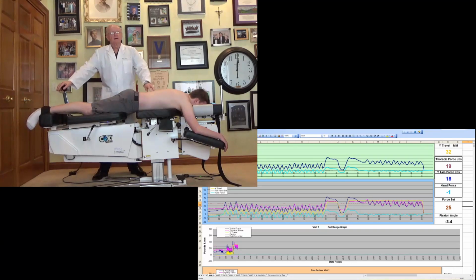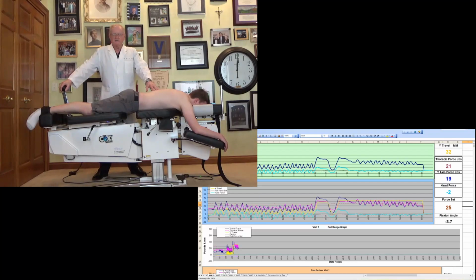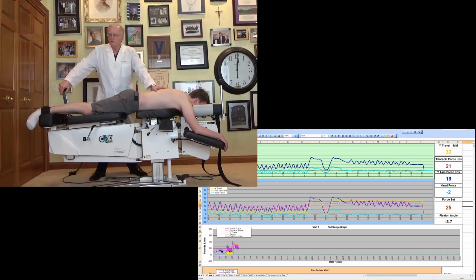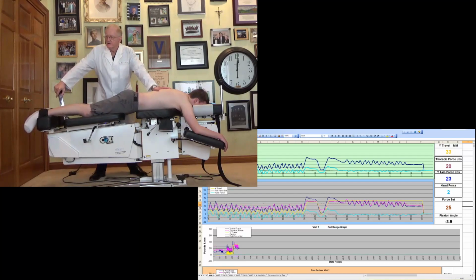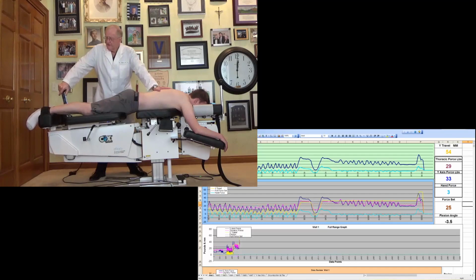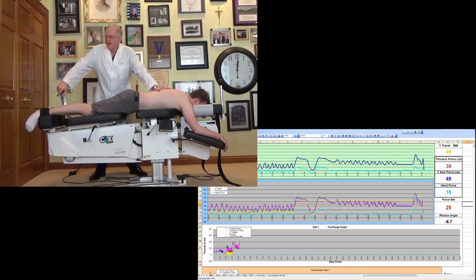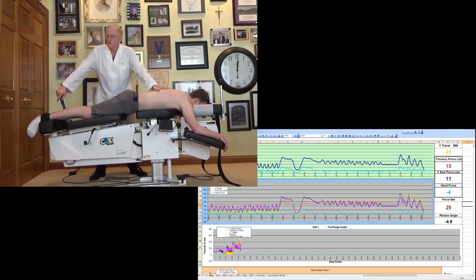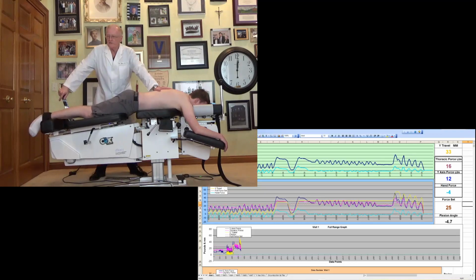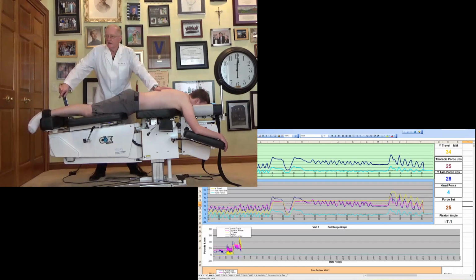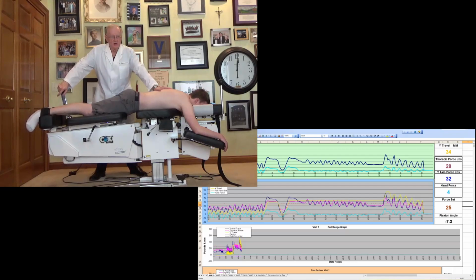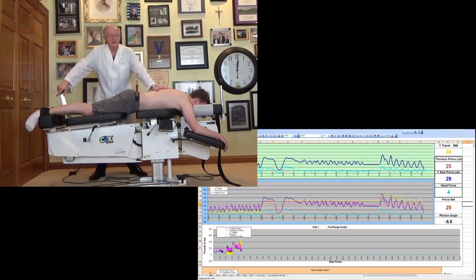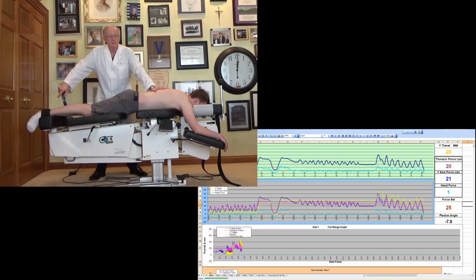Now, I can do that manually as well as electrically, but if I use automated, it would look like this: distraction and lateral flexion in a smooth rhythmical pattern. But you'll note that when I use automated distraction, I'm applying a lot more force. In fact, I'm going here almost 20 to 25 pounds of force as I apply distraction and lateral flexion in a smooth, rhythmical, coupled pattern.